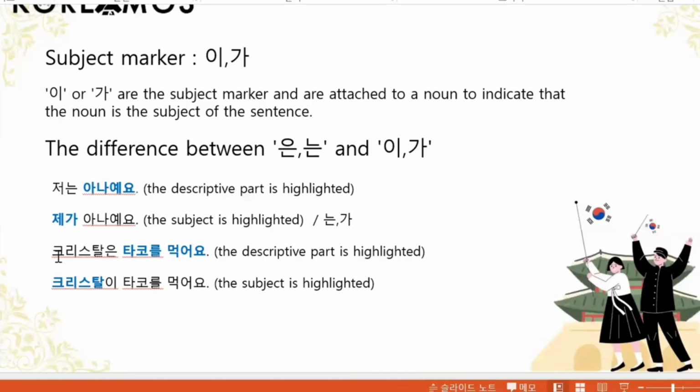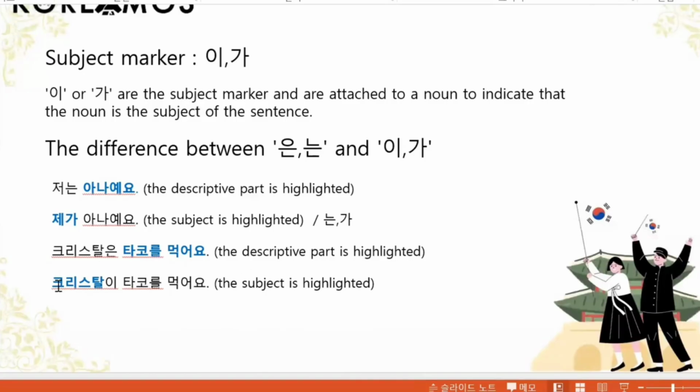And then that's the other case. Second one, 크리스탈은, can you read? 크리스탈은 타코를 먹어요. This is the one I struggle with, 타코를. I'll be able to say it one day. So you're eating tacos? 크리스탈은 타코를 먹어요. Next one. 크리스탈이 타코를 먹어요. I was reading ahead of myself.